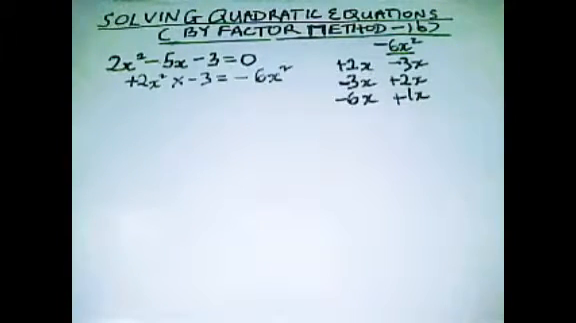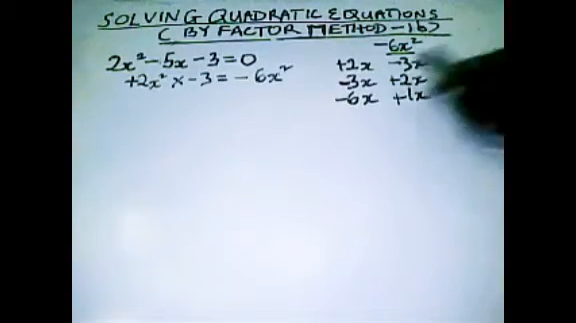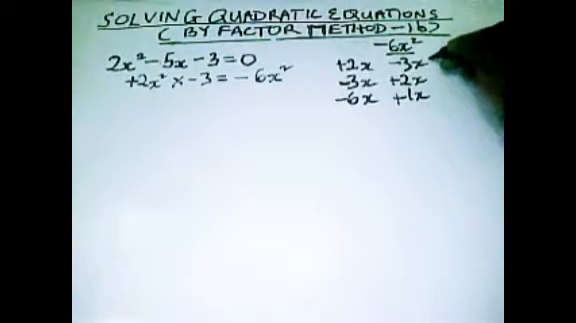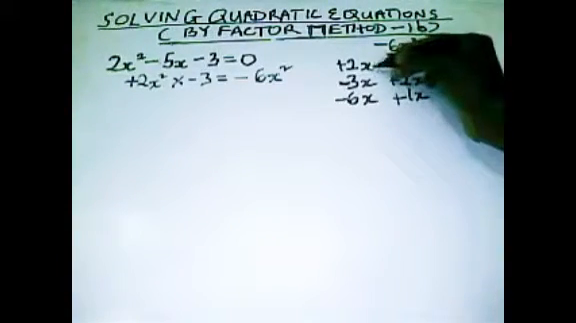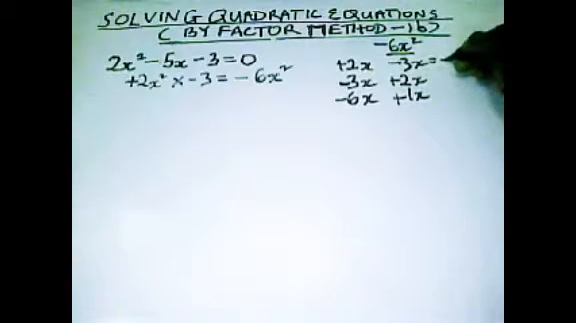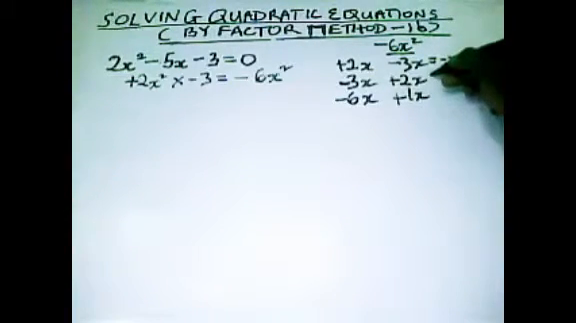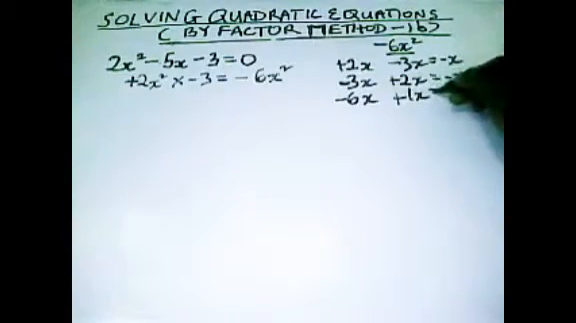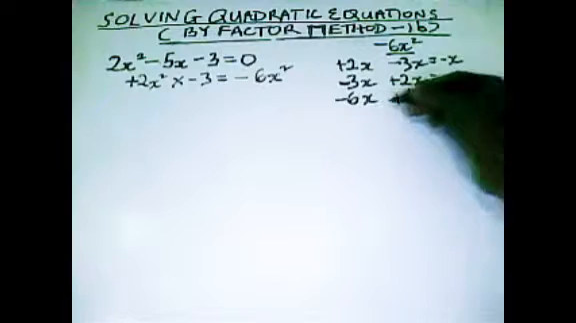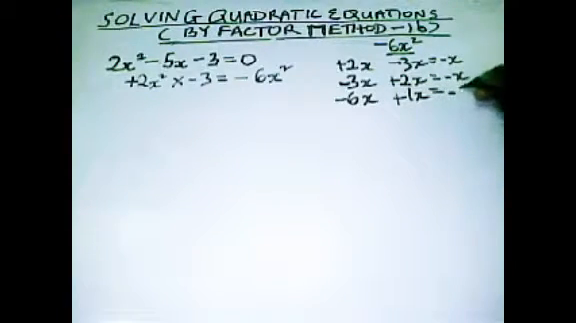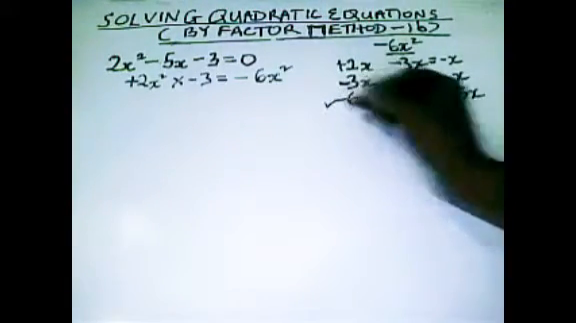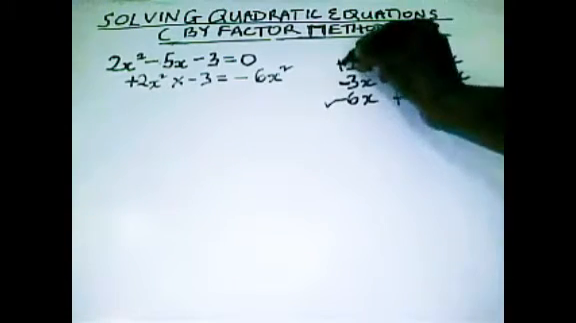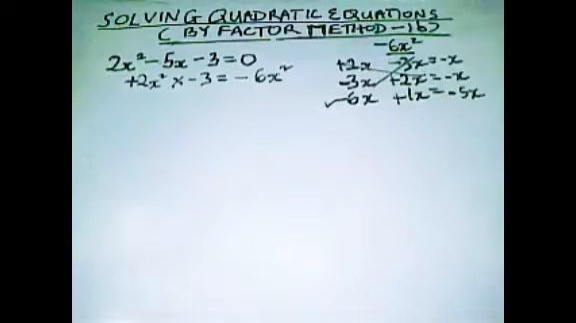The next thing we are going to consider is which of them will give us minus 5x. If you add up these two values here, plus 2x minus 3x, it will give us minus 1x, which is minus x. Then minus 3x plus 2x will also give us minus x. Then if you check this last one, we have minus 6x plus 1x, which is minus 5x. So of all these factors, the one that gives us what we are looking for is the third factor, which means the other two can be struck out.